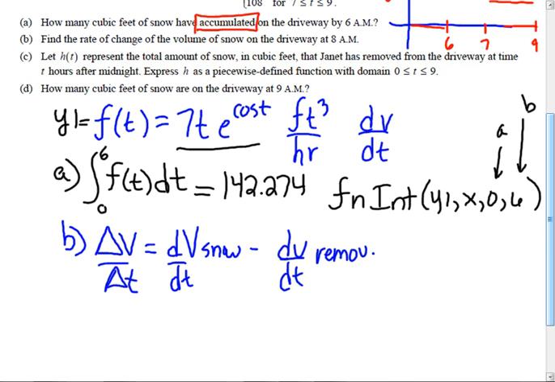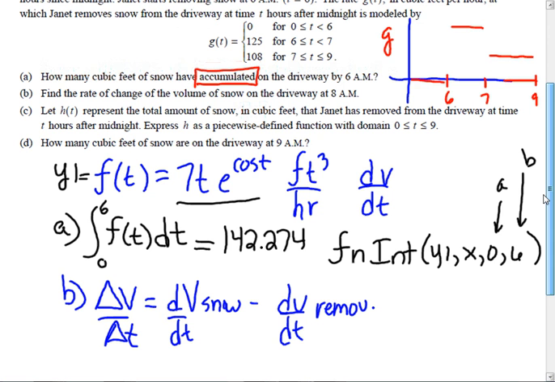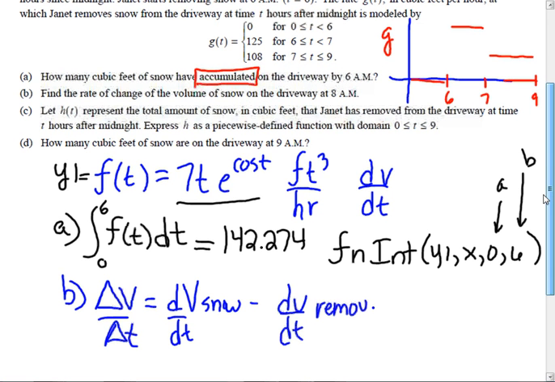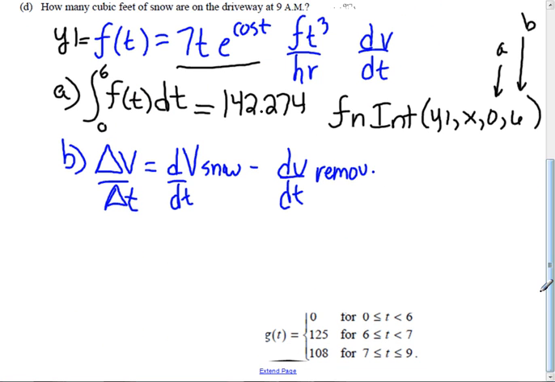It's this function. Am I doing this right? At what time? Because it says find the rate of change of the volume at 8 a.m. So this is at t equals 8. I'm going to do f of 8, because that's how much is coming down then. You want to know how fast it is going out, and how much is being removed at 8.